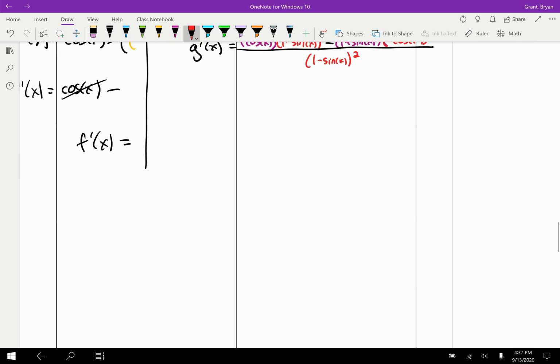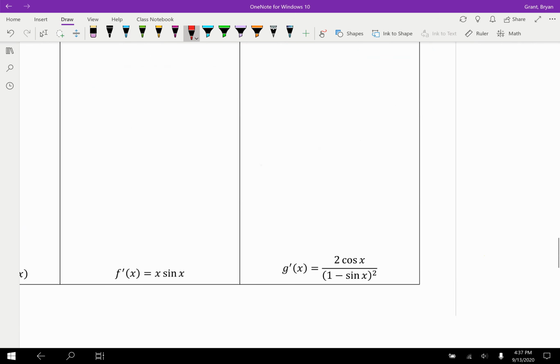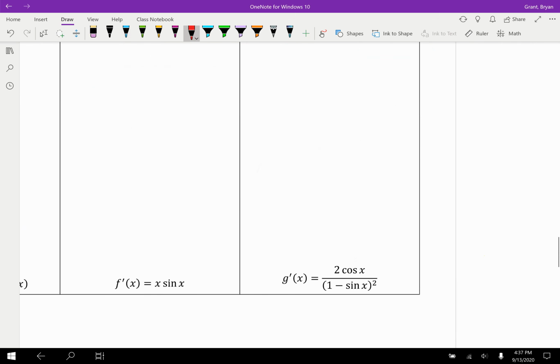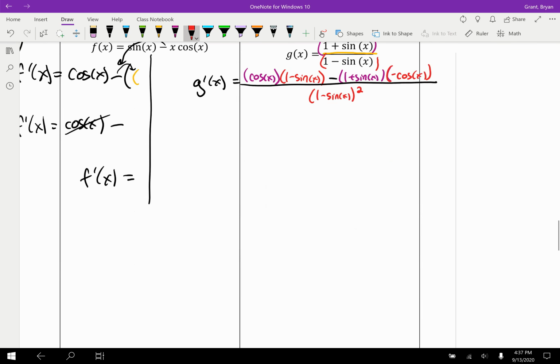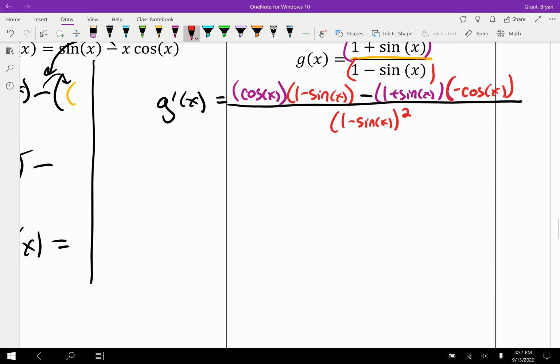Let's take a peek at the answer. Ugh, no, we are not. It looks like the denominator is not going to change, 1 minus sine of x squared, so I am done with that. We're really just focused on simplifying the numerator, so let's simplify the numerator.